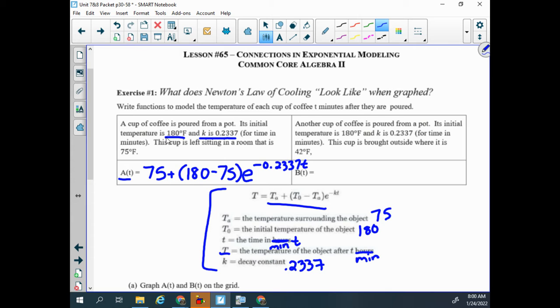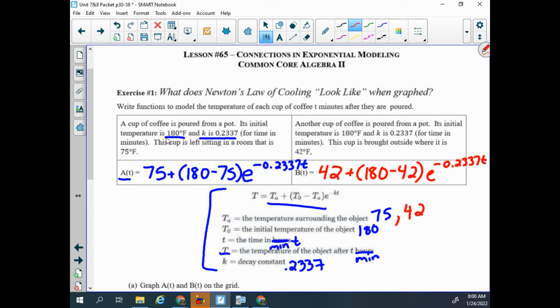Looking at our second situation, we have another cup of coffee starting at 180, the same k value because it's a cup of coffee. But this cup is brought outside where it's 42 degrees Fahrenheit. So the only thing that's going to change this time is that in B of t, we're going to have 42 for the temperature surrounding the object. So that parameter will change in the function. So 42 is where the 75s were. So those are my two functions.